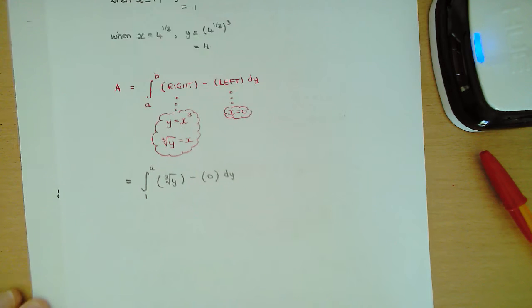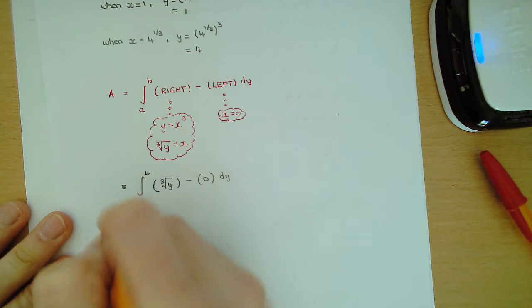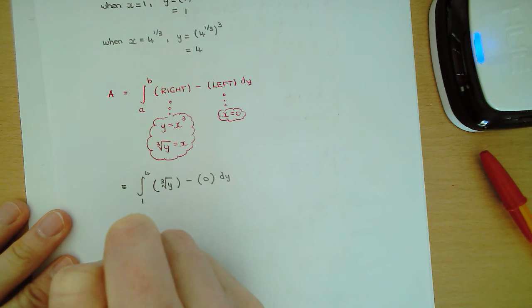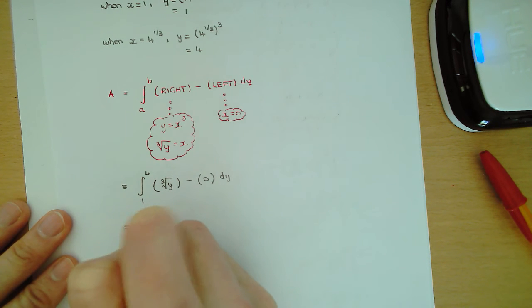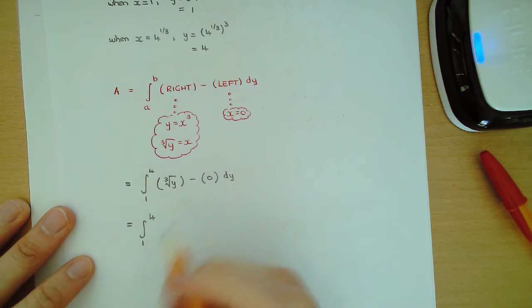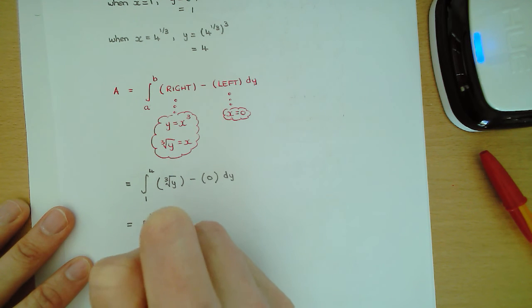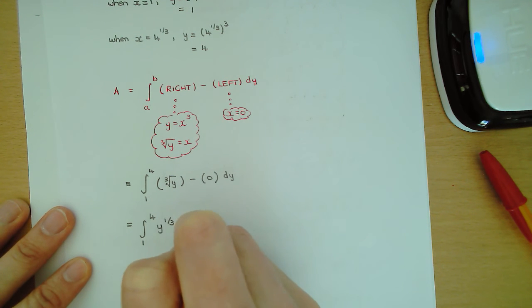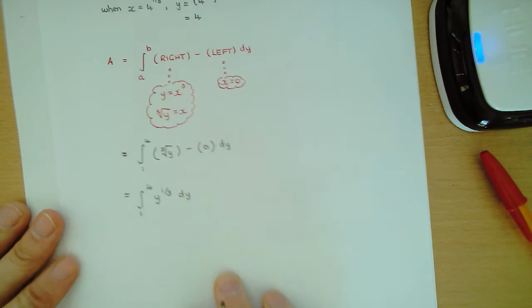So let's tidy up. We're integrating between 1 and 4. I'm going to write this without the root, so get rid of the root. That's the same as y to the power of a third dy. So now it's time to integrate.